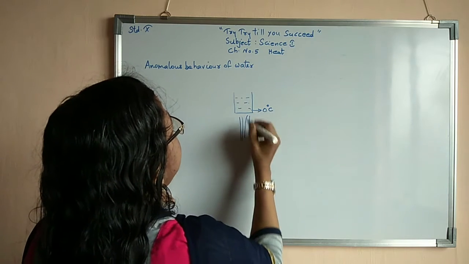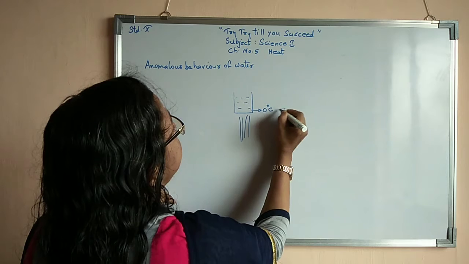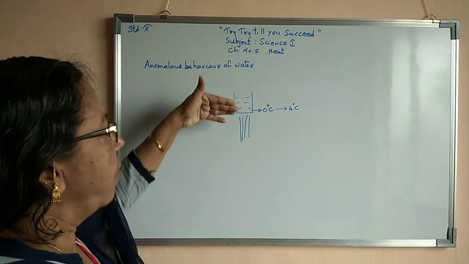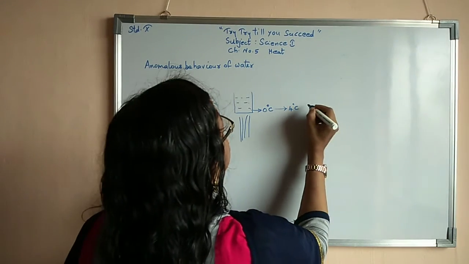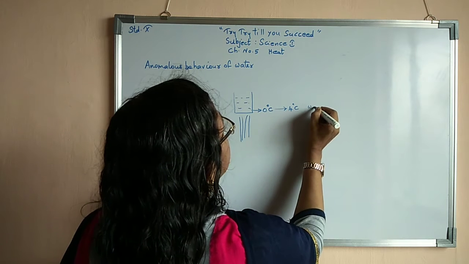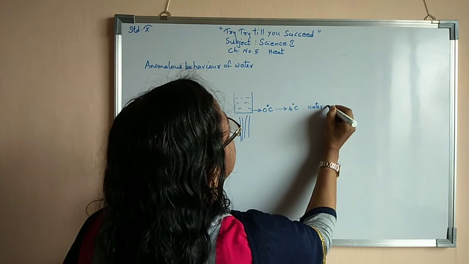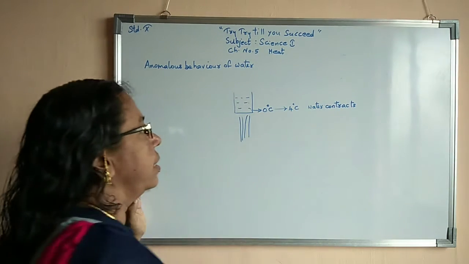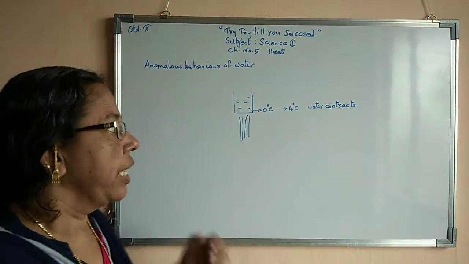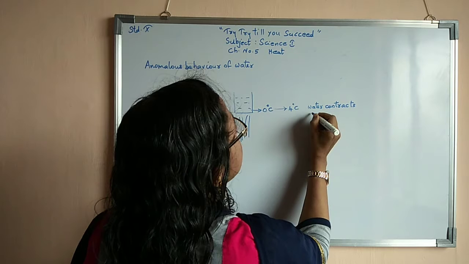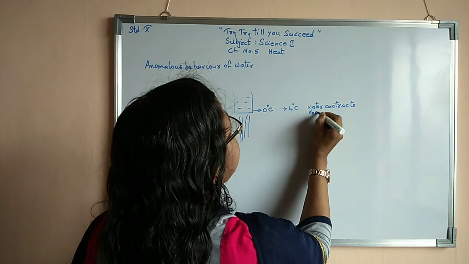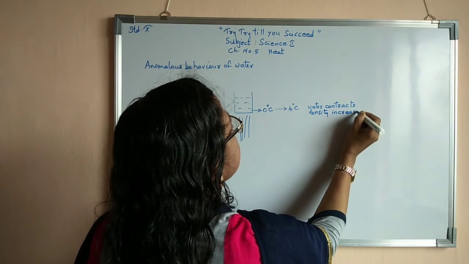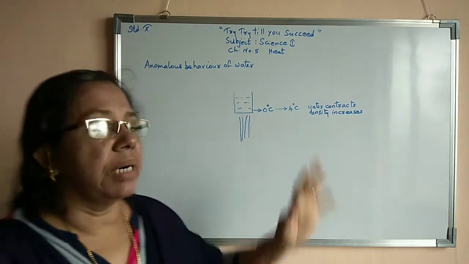We can find that as we start heating it from 0 degrees Celsius to 4 degrees Celsius, as the water gets heated, the water starts to contract. Contract means the size of the water reduces. At the same time, its density increases. Density means mass upon volume.